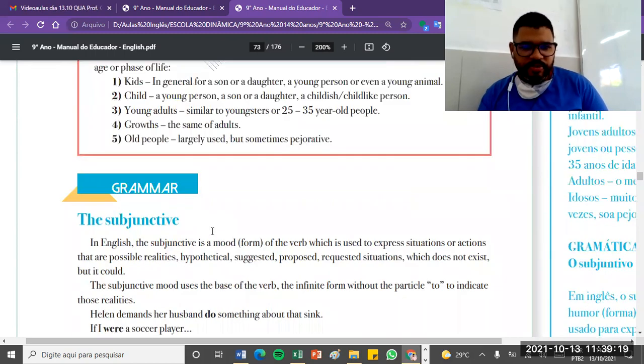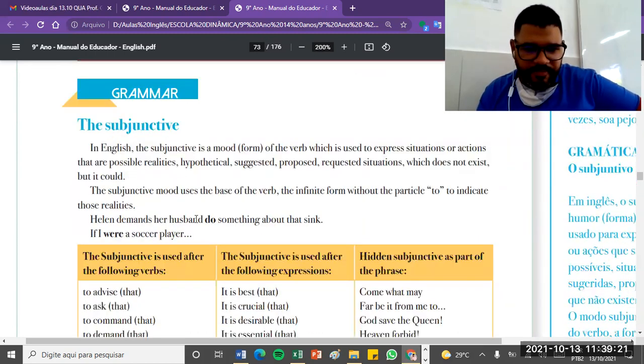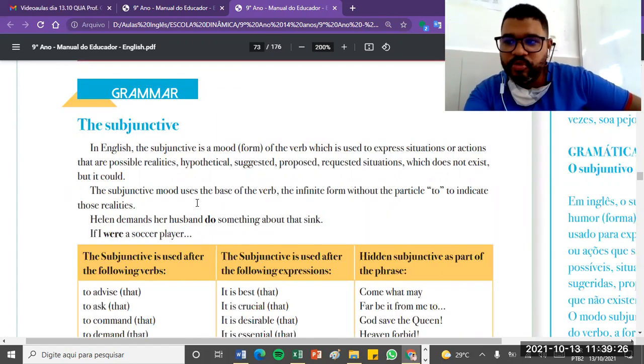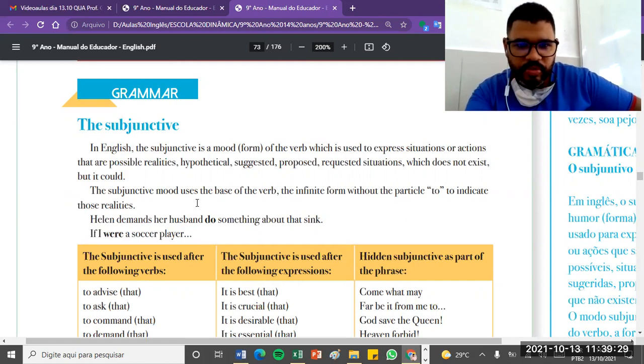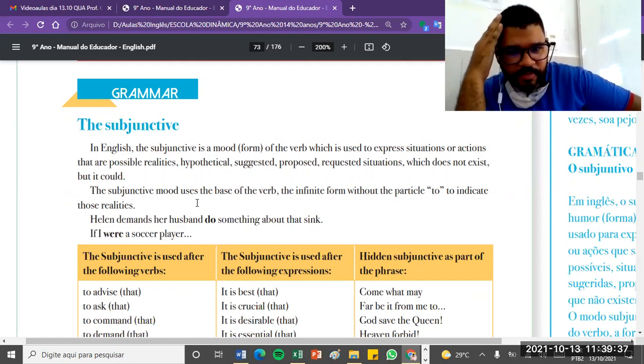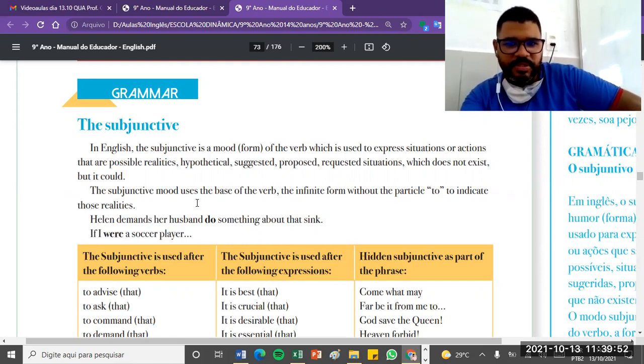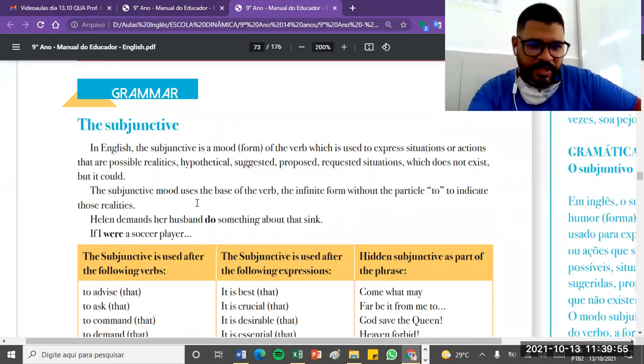A little bit of the subjunctive. It's the same as the verb tense called subjuntivo, right? The subjunctive mood, the subjunctive form, right? In English, the subjunctive is a mood, a form of the verb used to express a situation or action. There are possible relatives in hypothetical, suggested, proposed, requested situation which does not exist, but it could.